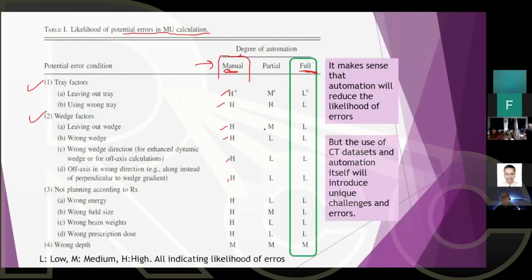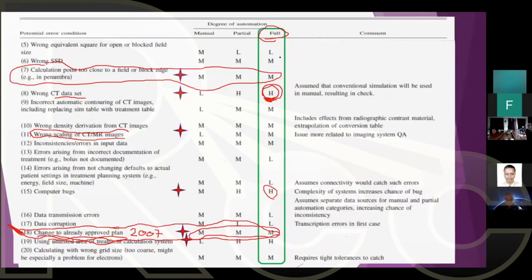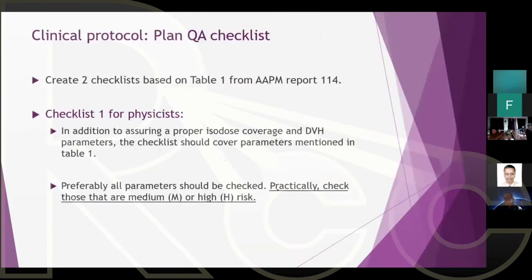Of course, in an ideal life you would need to add everything in this table, but it's practically not possible. So I would suggest doing your checklist depending on any medium likelihood of error and higher. If it's medium or high, I include it in the checklist, so that when someone is doing the second check, they say, I'm checking this, tick, I'm checking this, tick, and so on.